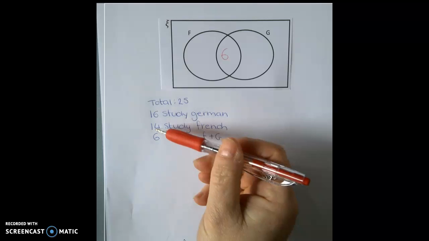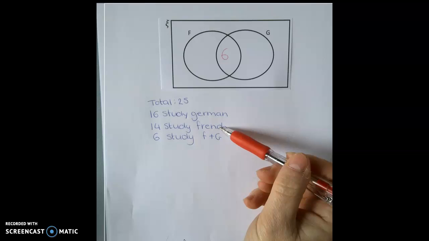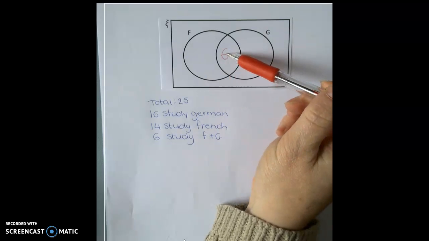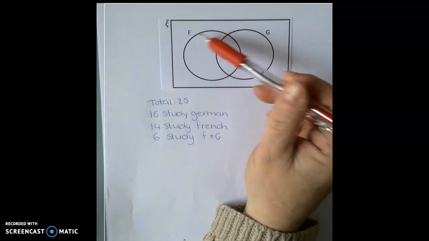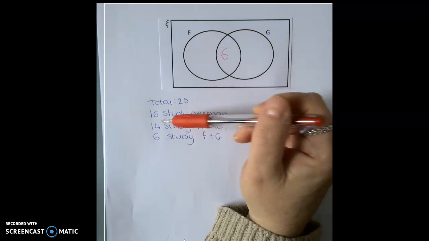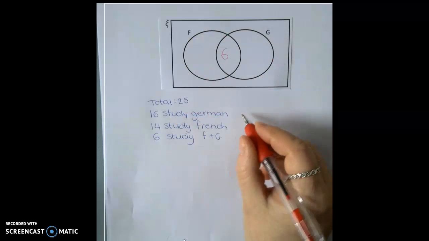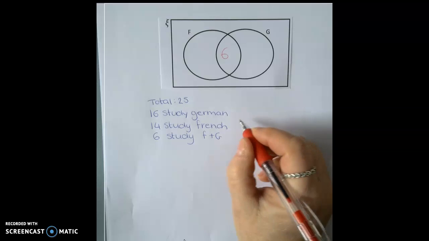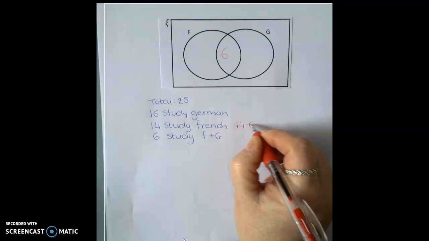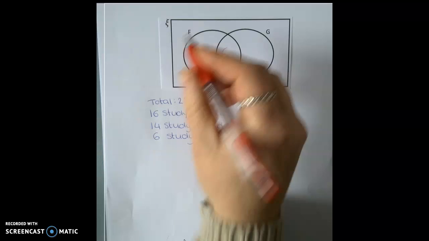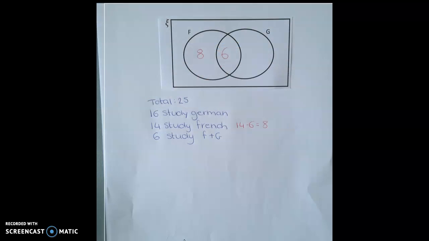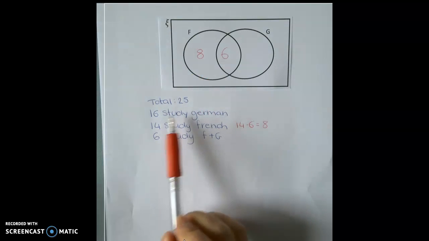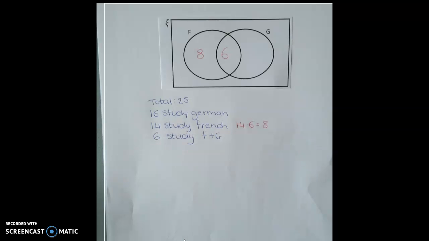So we know that 14 students study French, but 6 of those 14 students also study German. So we've already got 6 of the total number of students who study French, which is 14. So to work out the number of students who study French only, we do 14 minus 6, which equals 8. So we know that there are 8 students who only study French. And if we add the 8 and the 6 together, we get the 14 students who study French.